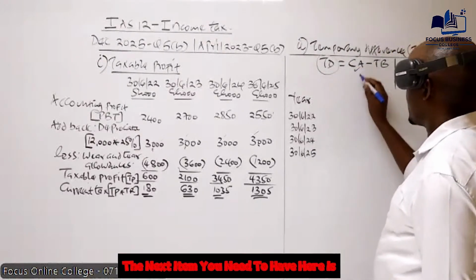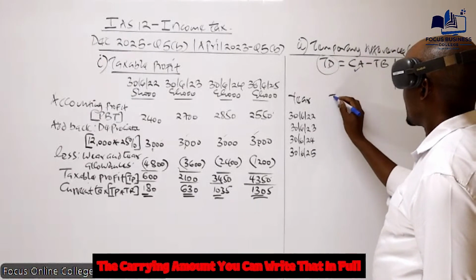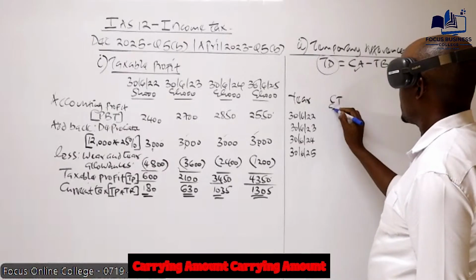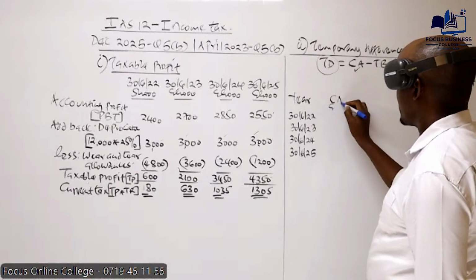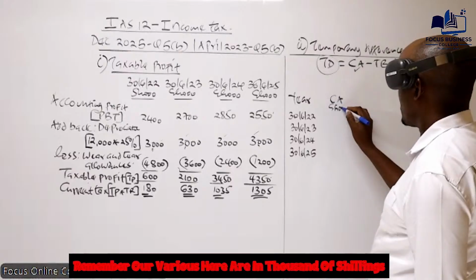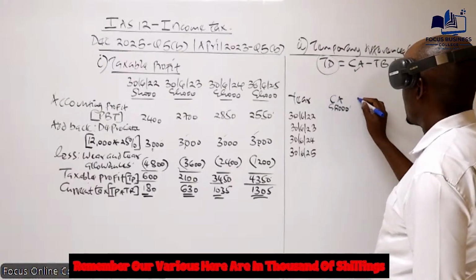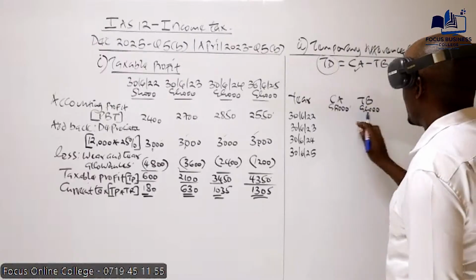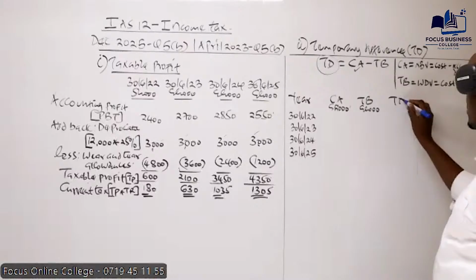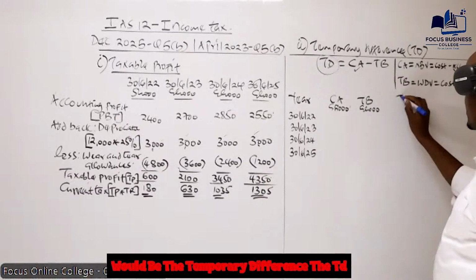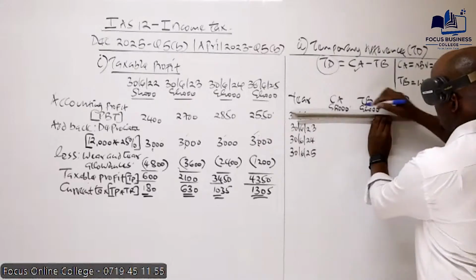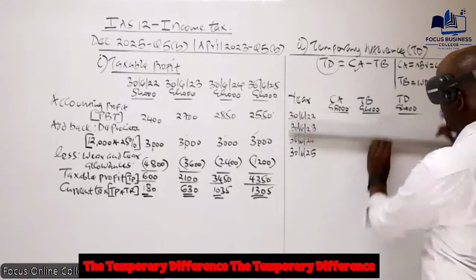Then the next item you need to have here is the carrying amount. You can write that in full, carrying amount, CA. And remember, our values here are in thousands of shillings. Then we will have TB, tax base. Also write that in full. The difference between these two values will be the temporary difference, the TD.